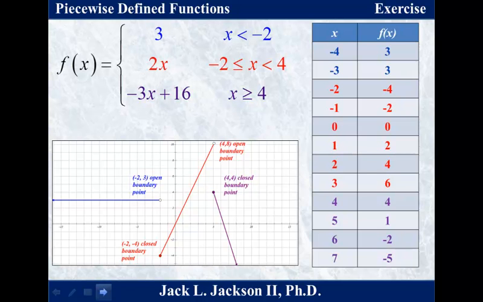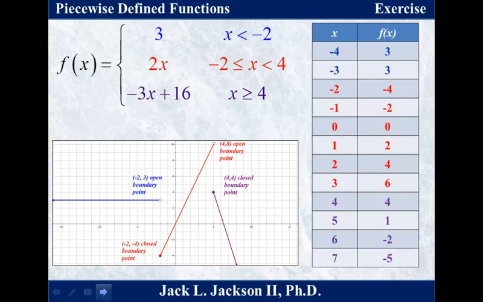Okay, so I made a table with integer values going from -4 to 7 for inputs. And I've colored the ones with the blue color there when they fall in assembly line 1, and then for those x's, -3, -4, any x's less than -2, we're going to use the formula y equals 3. And so the output is just 3.